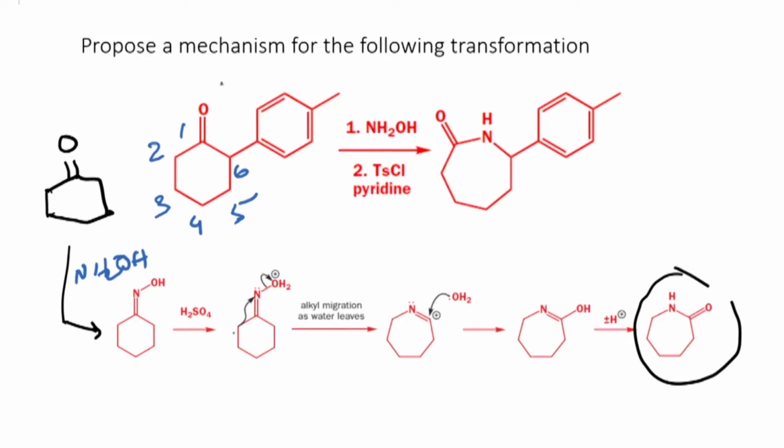So once it reacts with H2SO4, the hydroxyl group gets protonated, and then there's a carbon-nitrogen bond that is broken, which is the alkyl migration. This is a carbon to nitrogen migration, and it produces this C double bond N with a positive charge on it, which then subsequently reacts with water, and tautomerism finally gives you this 7-membered amide ring. So as I mentioned, in the cyclohexanone case, there is no question of cis and trans isomerism.